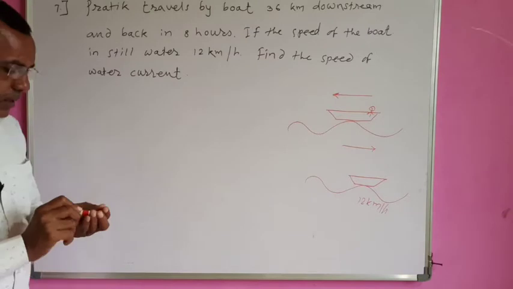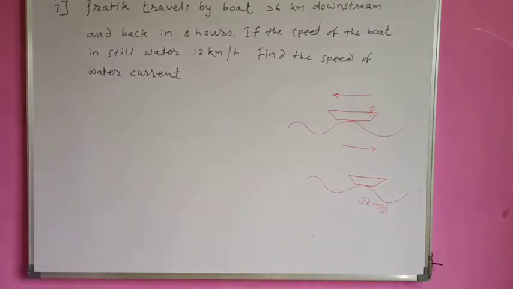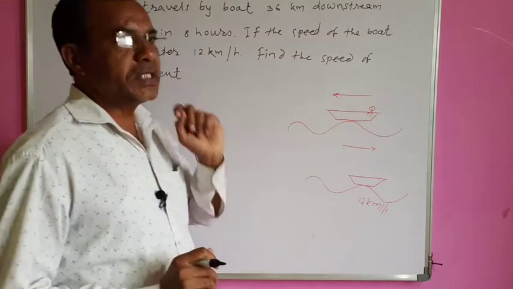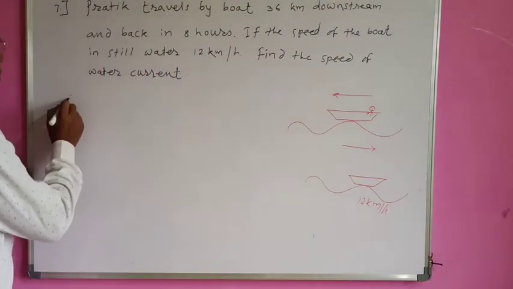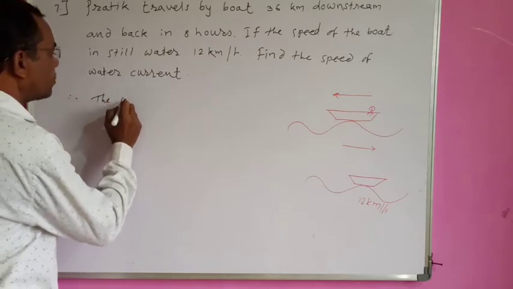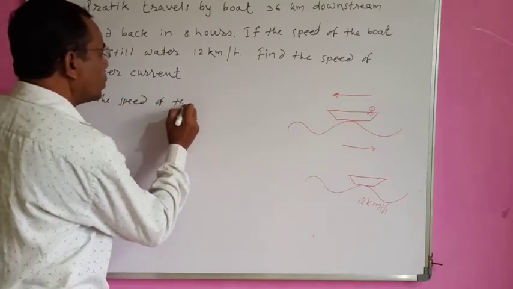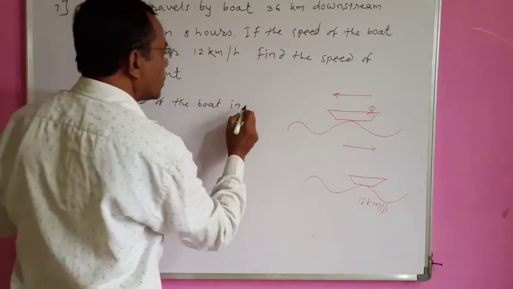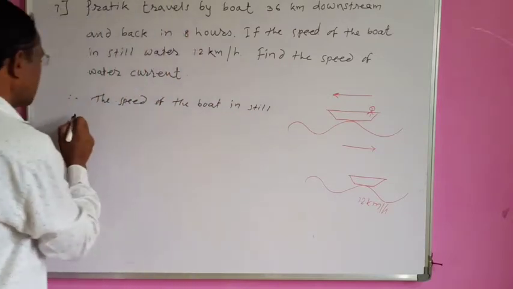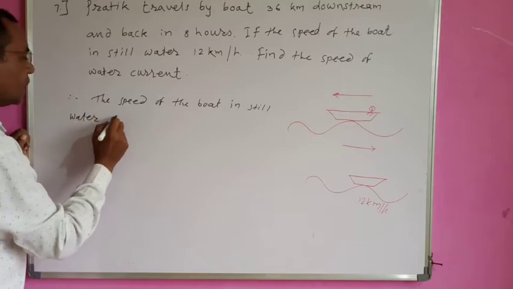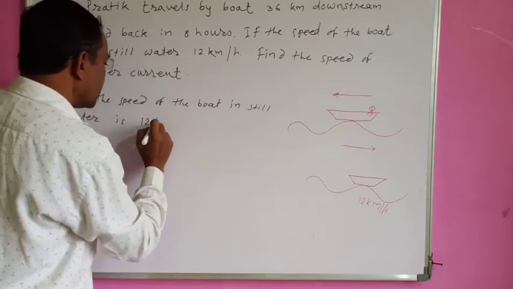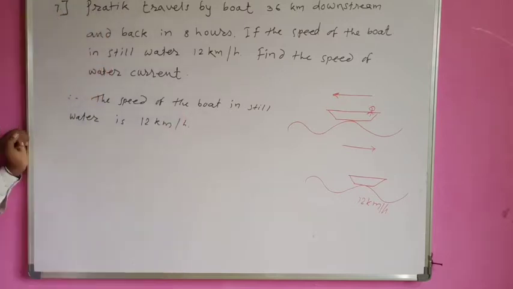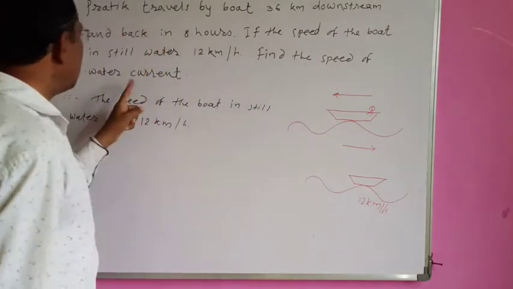We will take here the speed of the water current. We have been given the speed of the boat. We will write here the speed of the boat in still water is 12 kilometers per hour. And we have to find the speed of the water current.